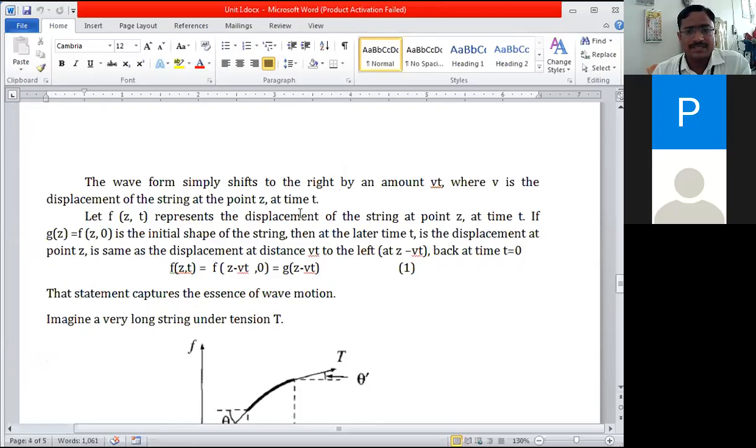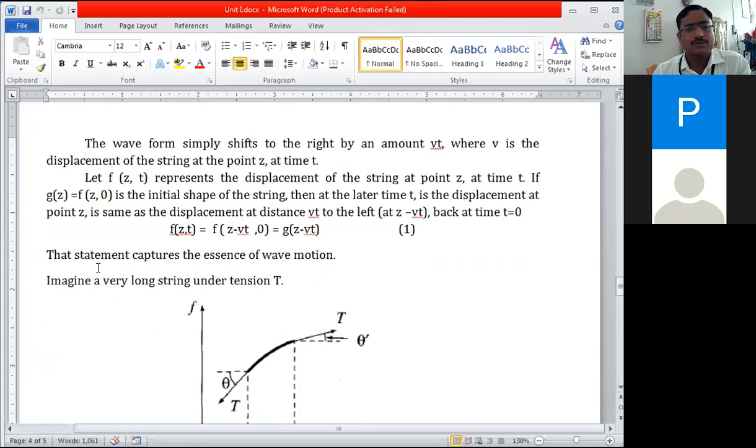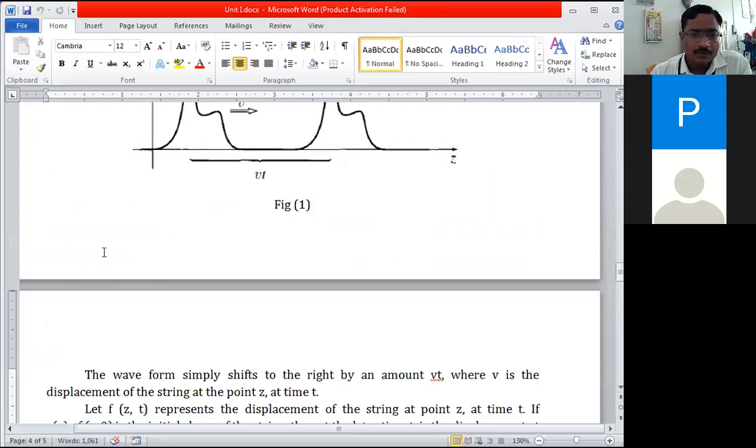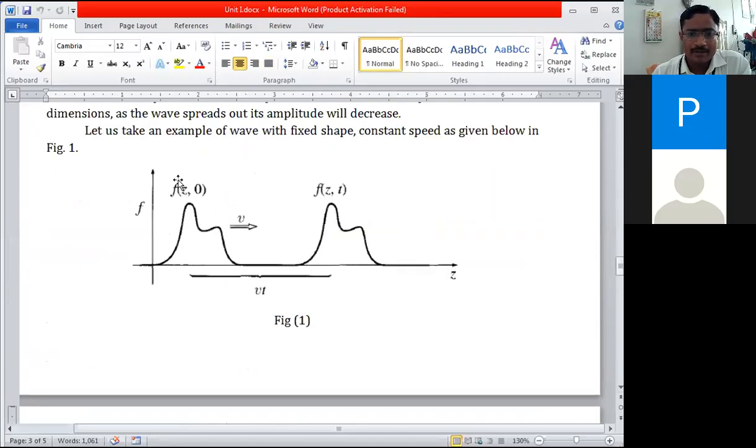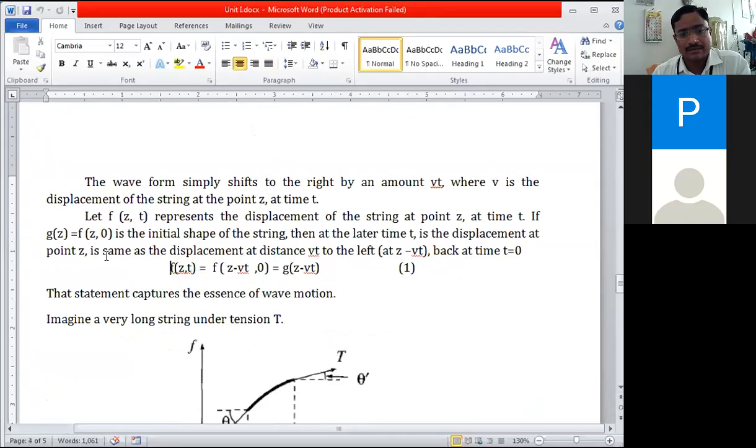If f of zt represents the displacement, that we already. So suppose g of z is equal to f of z0. Means whatever this point, we have termed this function as g of z, some other function. So g of z is equal to f of z0 is the initial shape of the string. Now, after some time t.